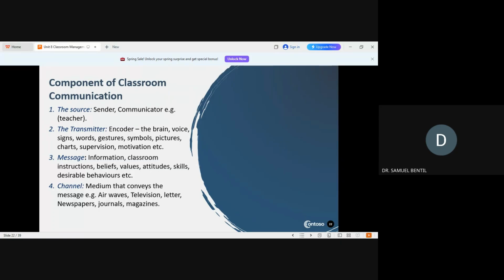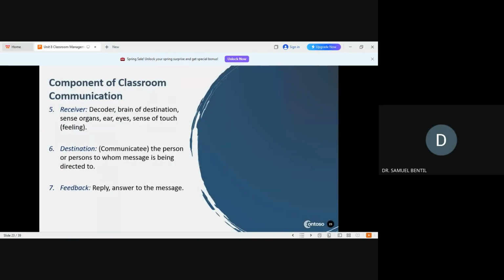Then the components of communication, we have the source, which is the sender, the transmitter, the messenger, the message itself, the channel. These things are just for your information. Then components of classroom communication, we have the receiver. That's the decoder, the brain of the destination. Then we have the destination, which is the communicatee. So the one who is receiving, the person to whom the message is being directed. Then there's also always the feedback.